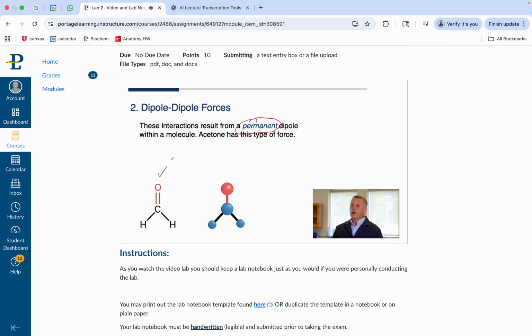Here we see acetone, our fingernail polish remover type of compound. And remember that this one's important because it has this dipole. It's not really a good arrow. Let me get a proper arrow.